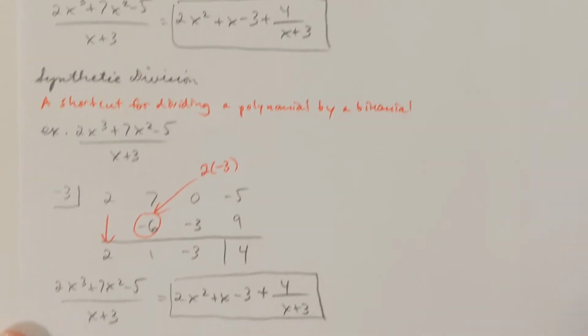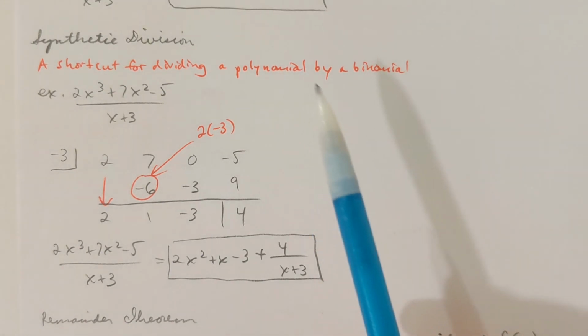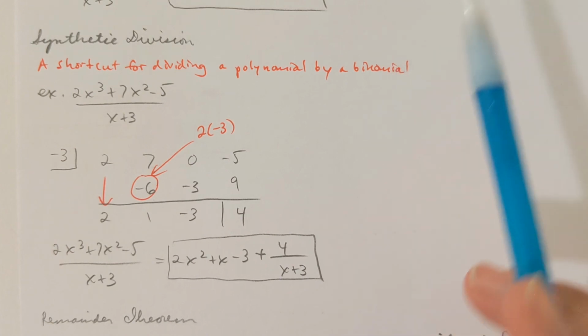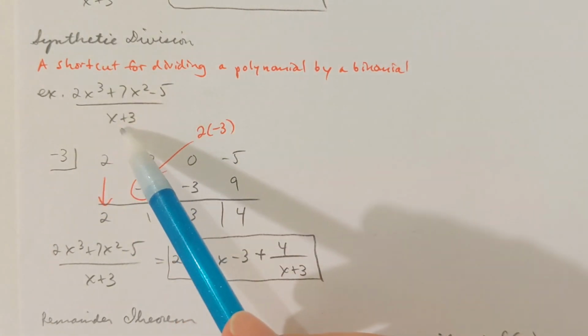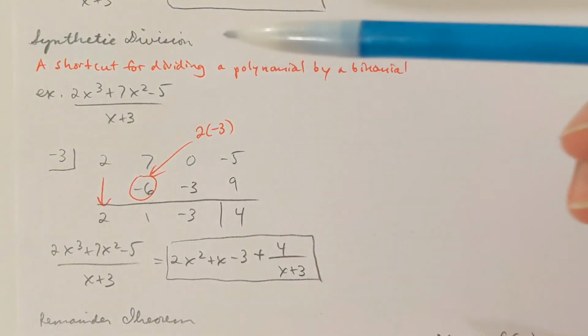Another thing that we're going to have to know and be good with is synthetic division. Synthetic division is a shortcut for dividing a polynomial by a binomial. A binomial is a polynomial that only has two terms on it. Okay, so like x and 3 is two terms.